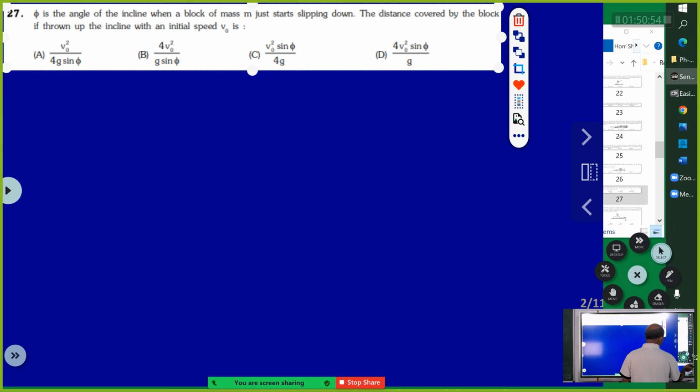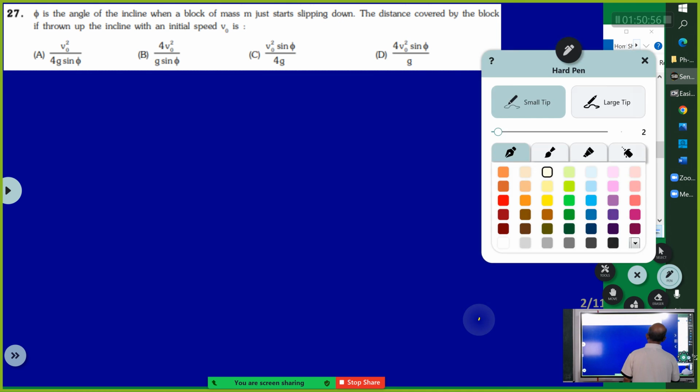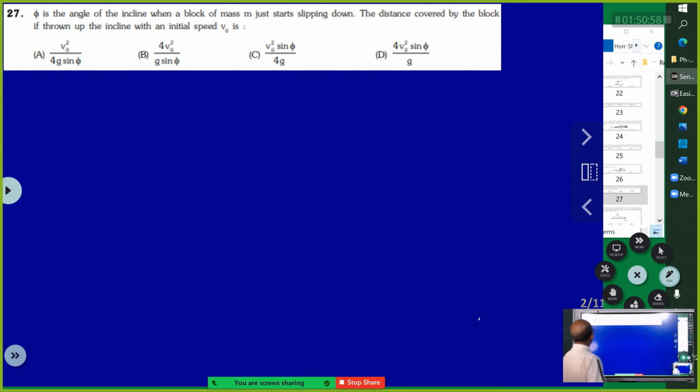So this is the last problem, solving 530. Find the angle of incline at which the block of mass M just starts slipping. The distance covered by the block if thrown up the incline with the speed of V0.